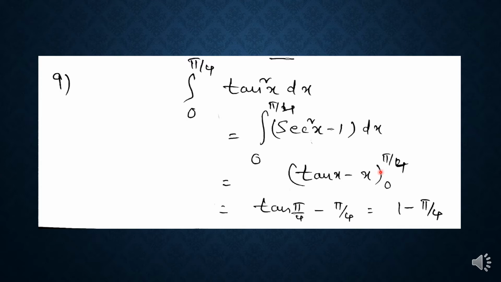Then what is the upper limit here? Pi by 4. Put x is equal to pi by 4: tan pi by 4 minus pi by 4, minus the lower limit, that is tan 0 is 0, minus 0, that is 0. So tan pi by 4 value is 1 here. So we get 1 minus pi by 4. This is the solution.